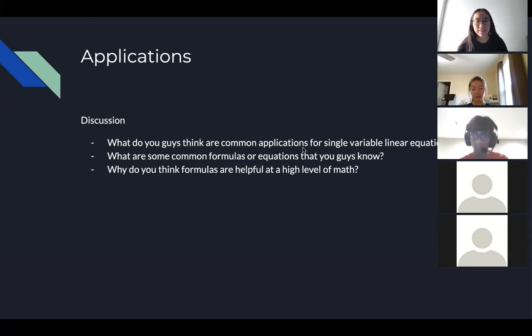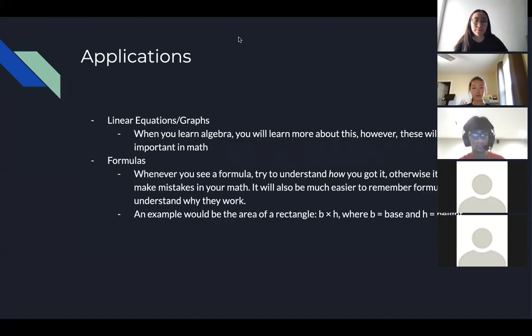What do you mean you don't know single variable equations? Isn't that what we just did? Yeah, distribution is something very important to know. Okay, so let's continue on with some applications.